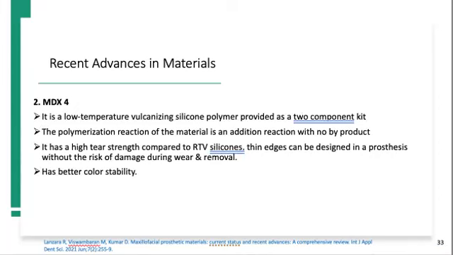This second material is MDX4. It is a low-temperature vulcanizing silicone polymer provided as a two-component kit. The polymerization reaction is by addition with no byproducts. It has a high tear strength compared to the room temperature vulcanizing silicones, and thin edges can be designed in the prosthesis without the risk of damage during wear and removal. And it has better color stability than the room temperature vulcanizing silicones.